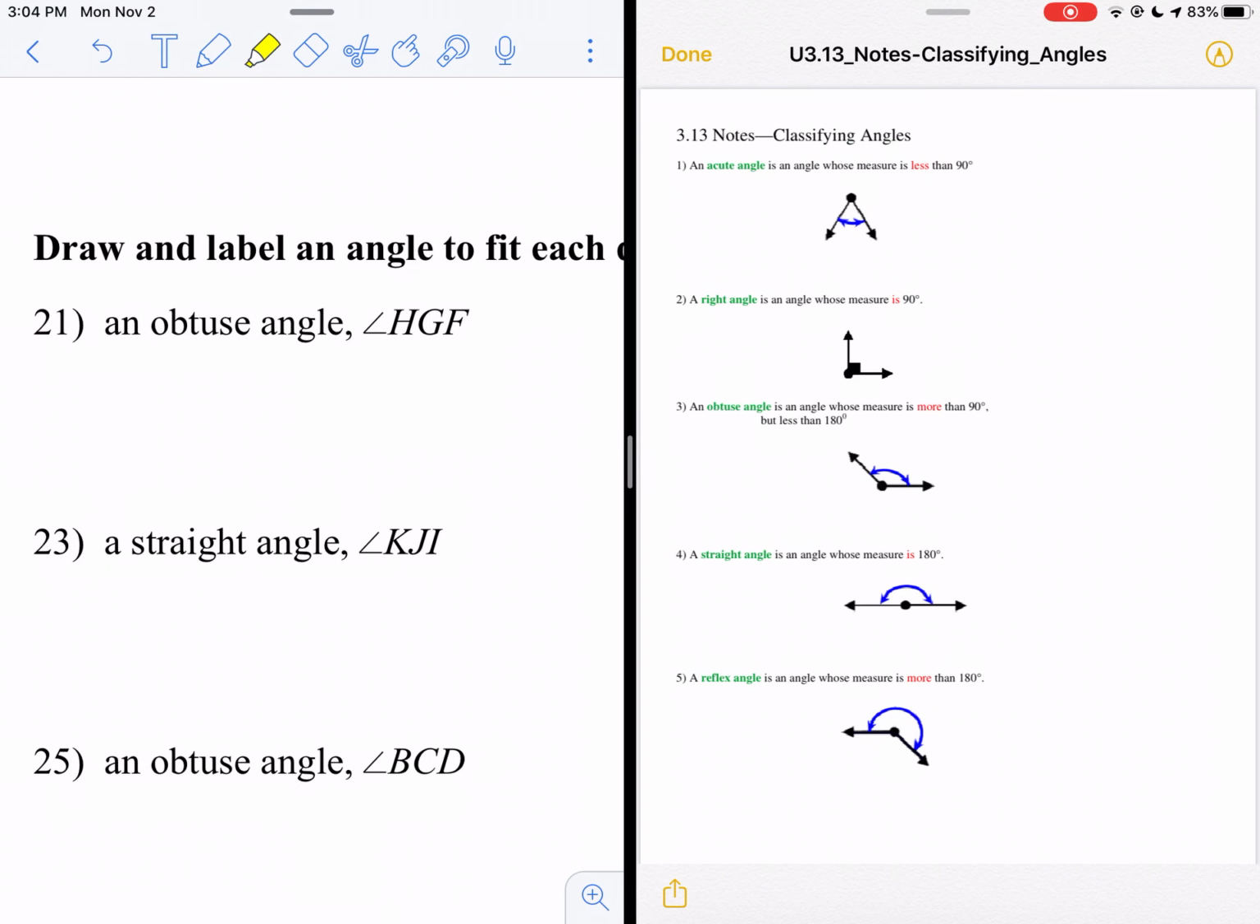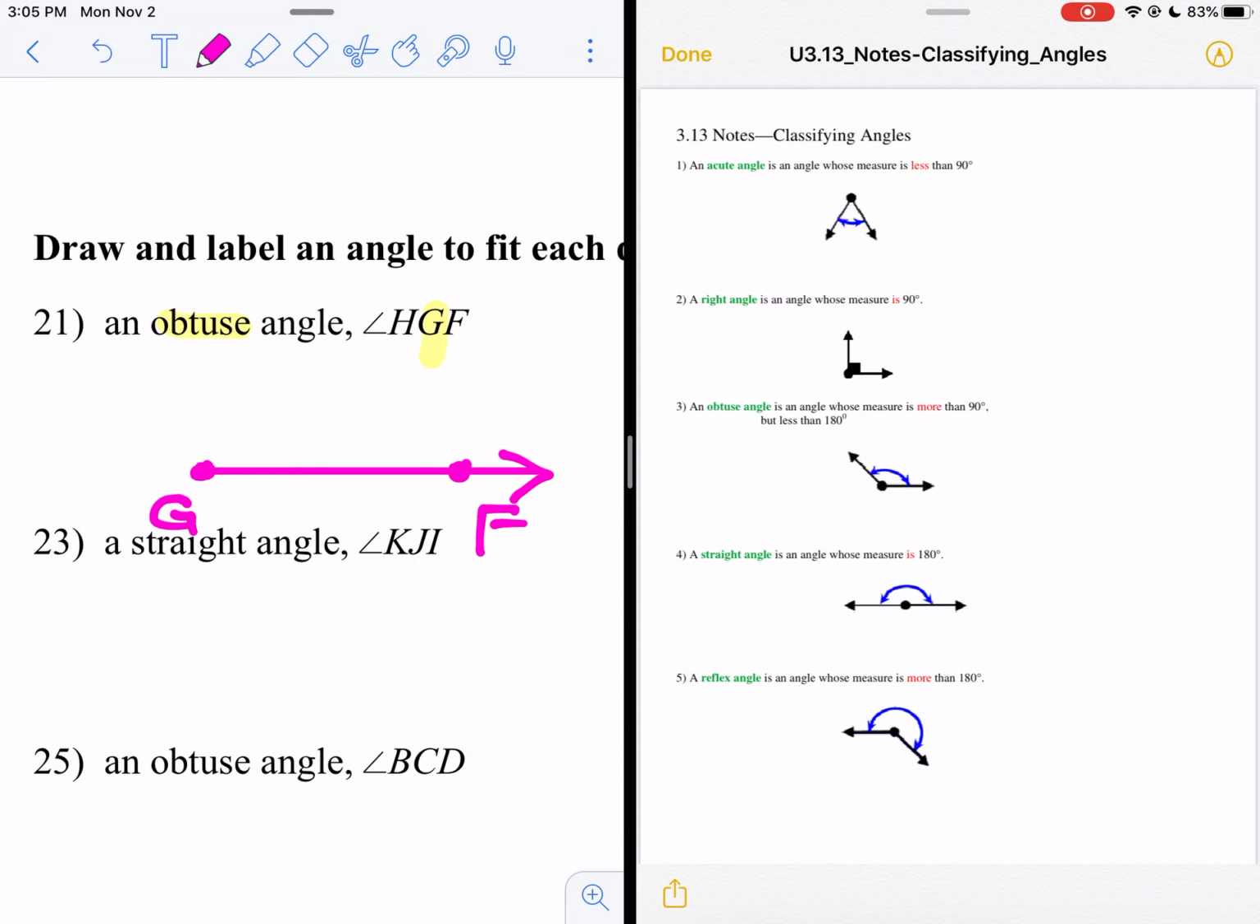Obtuse meaning it has to be bigger than 90 degrees, and what you need to watch for is how to label it. The one thing to pay attention to is the middle letter, because the middle letter is the fixed point. We don't know the exact measure of the obtuse angle, but we know it's bigger than 90. So what I personally do is put my fixed point down. My fixed point is the middle letter, so it's G. And then I usually put my first ray along east. So I'll just go ahead and put F here.